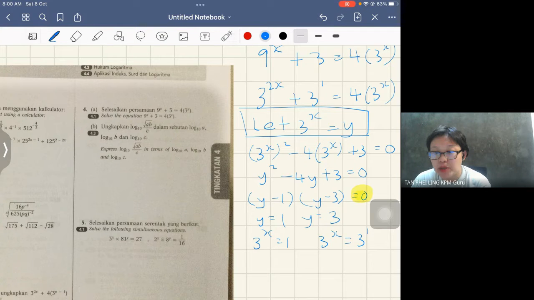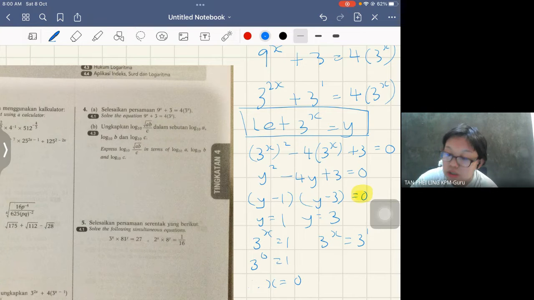Only when x is what? Remember I told you before, any number power 0 always equals 1. Remember or not? Yes, very good. Humaira and Shazana, you are right. So 3 power 0 equals 1. Hence, your x equals 0.